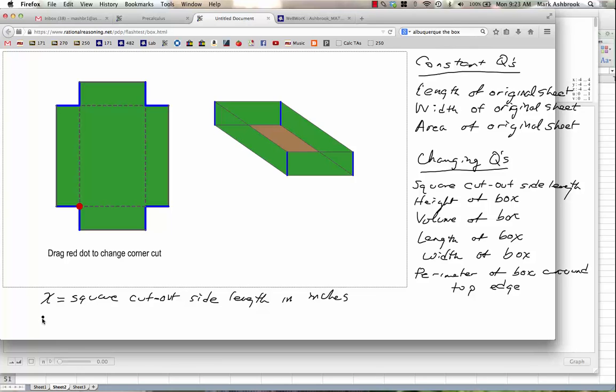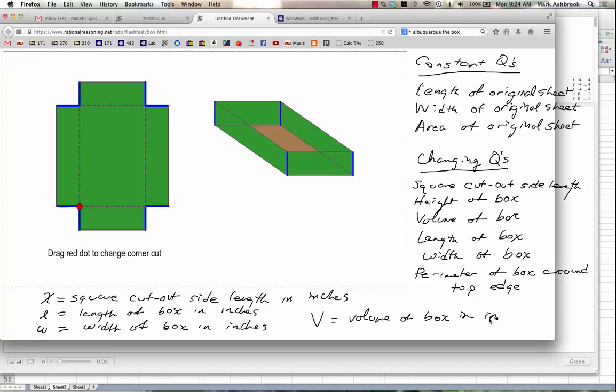Okay, and we're going to be focused on that, and we're going to call L the length of the box in inches, W the width of the box in inches, and V the volume of the box in cubic inches, or inches cubed.